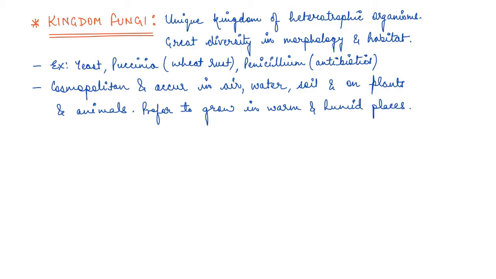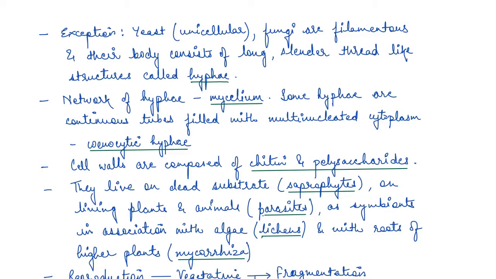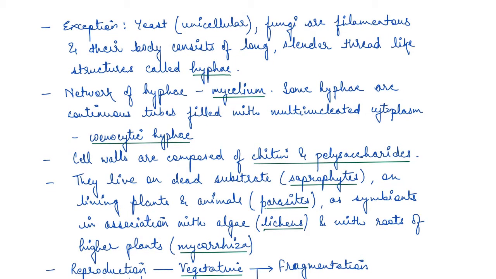So they are basically cosmopolitan, as we call it, and they can occur in air, water, soil, or on plants and animals. Okay, and they always prefer to grow in warm and humid places. Now there are some exceptions as well, wherein these are unicellular. Now what are these exceptions? So this exception is yeast. Yeast is basically unicellular.